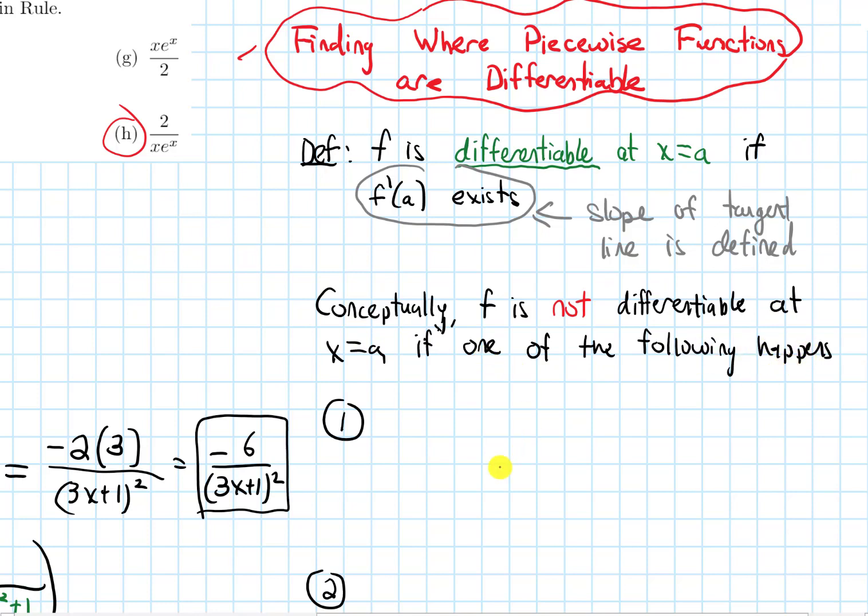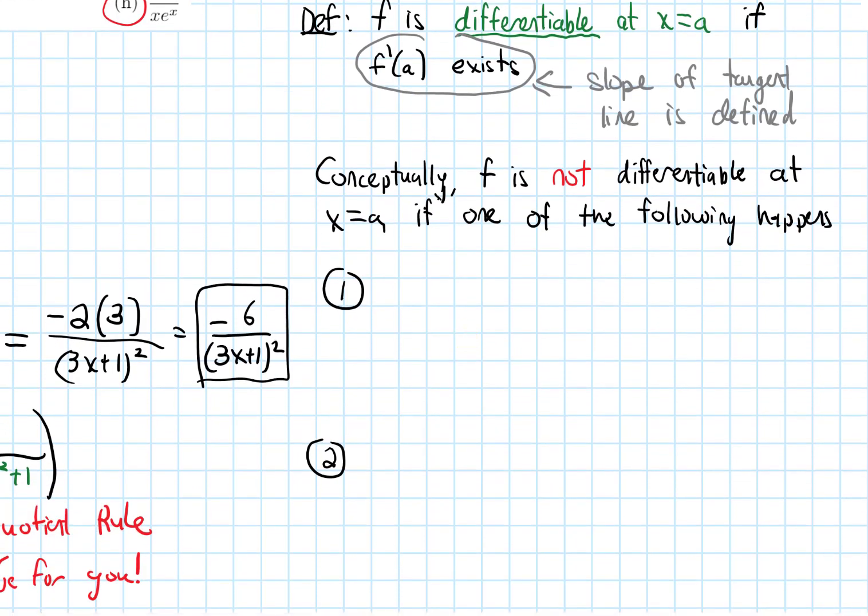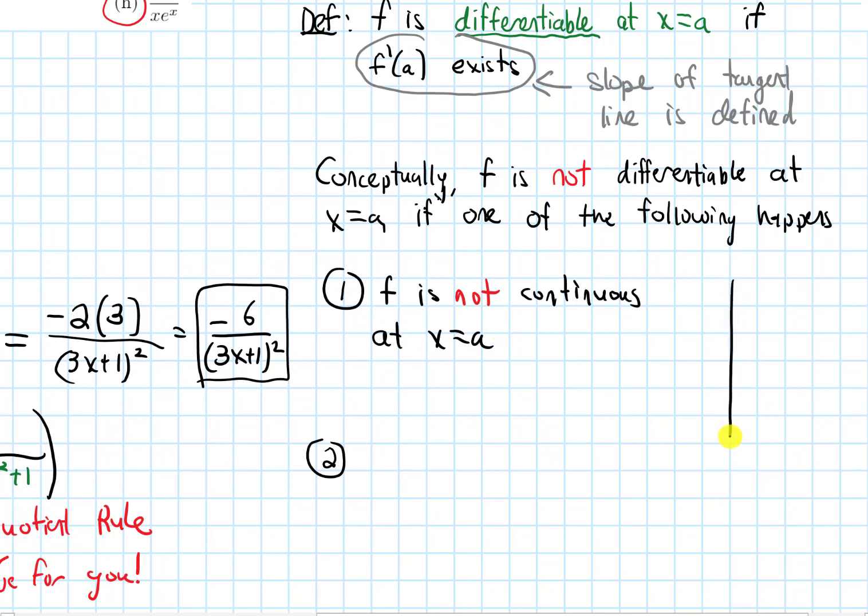All of these scenarios will correspond to a situation where the slope of my tangent line is not defined. So the first is if my function f is not continuous at x equals a, or I could have said discontinuous. To draw a picture of that, let me draw some axes. And I'll put a here, and maybe my curve does something like this, and I have a hole. And then I have a closed circle maybe down here, and it does something like this.